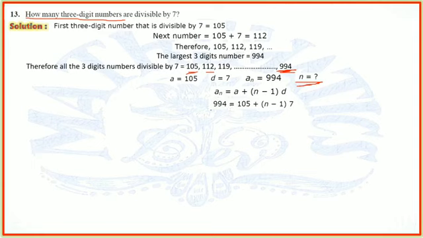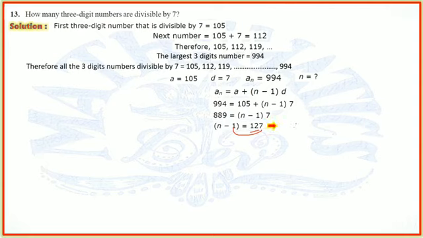994, that is the last term, equals the first term 105, which is given, plus n minus 1 into d, which is 7. 994 minus 105 is 889, which is equal to n minus 1 into 7. 7 ones are 7, 7 twos are 14, and 7 seven times are 49. So n minus 1 is equal to 127.